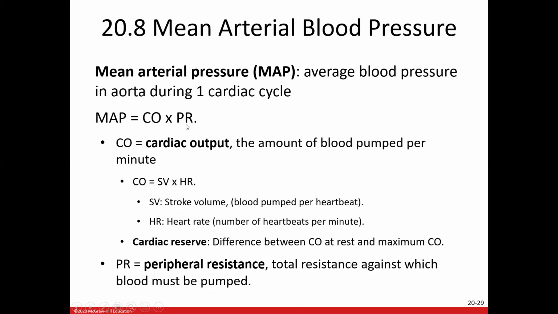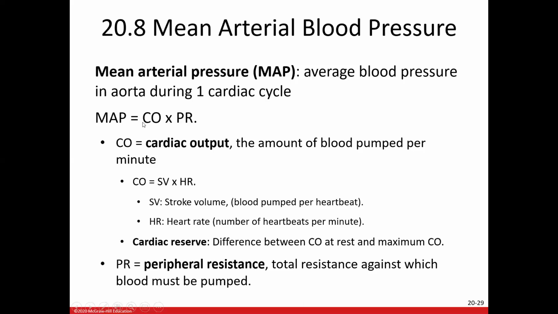The second component is a little more simple. That's just the peripheral resistance, which we shorten to PR. And peripheral resistance is just the resistance acting against the unidirectional flow of blood. So all veins and arteries have some level of resistance within them. And whatever that resistance may be, we can factor that in along with the cardiac output. When we multiply these together, they determine the MAP.